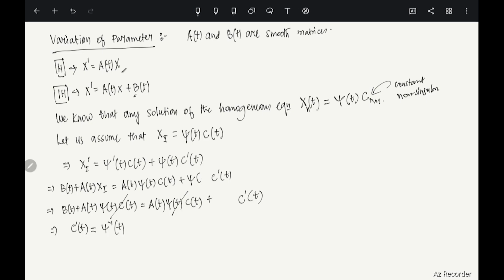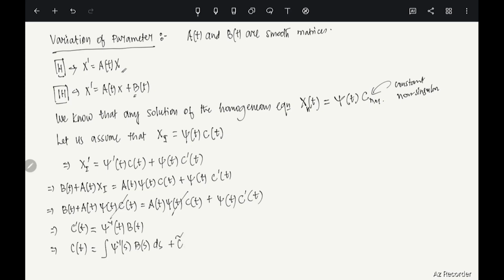I made a mess here. So this is t phi of t. Okay, so c prime of t is nothing but phi inverse of t, b of t, right? So therefore what is c of t? Yeah, this is nothing but the integral of phi inverse of s, b of s, ds plus some constant c. It's a constant matrix, let's just call it this.